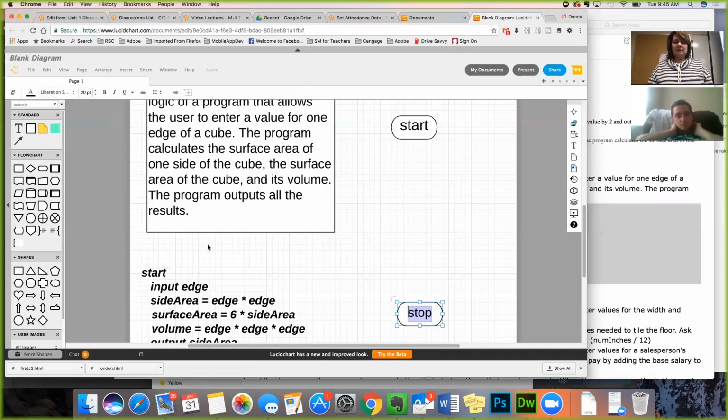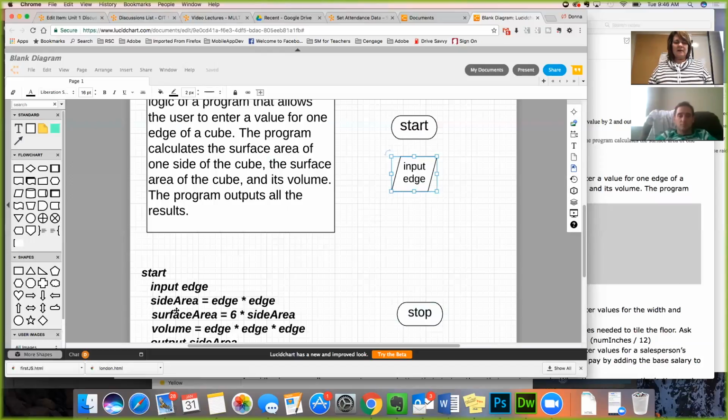Okay, so then it says input edge. So what shape do I use for input? Parallelogram. Good, thanks for the help. Here we go. Parallelogram. So here we would say input edge, since that's what we named our variable. We could say get edge. Remember, that's what we were using in the beginning instead of the word input. So you can do either way.